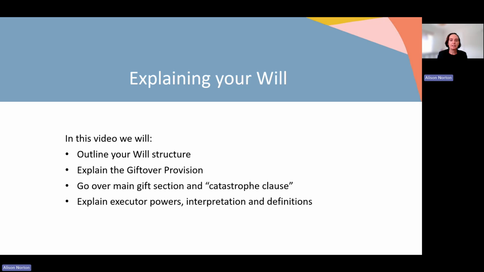So we'll go over the outline of the structure. I'm going to explain in a bit more detail what the gift over provision means. I'll go over the main appointments and the main gifting clause. And I'll also just explain some of the legalese that's in there.